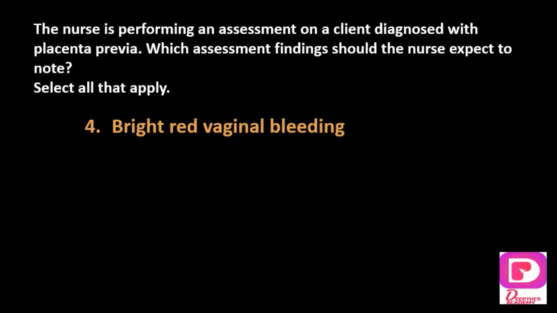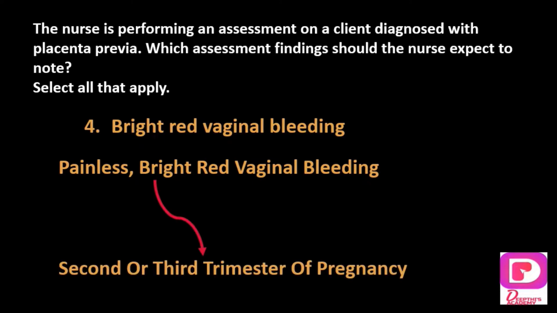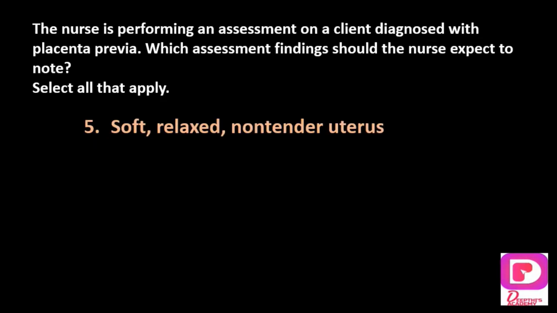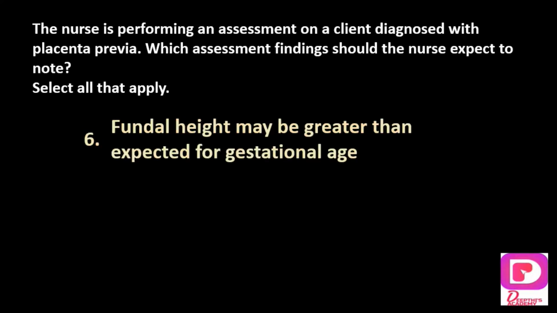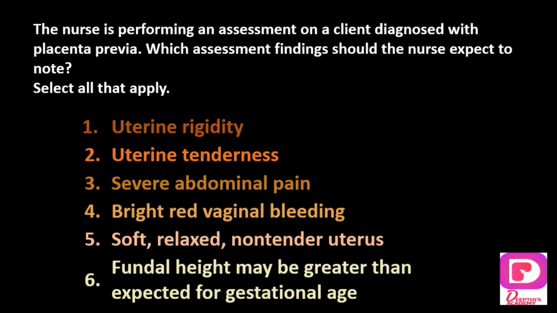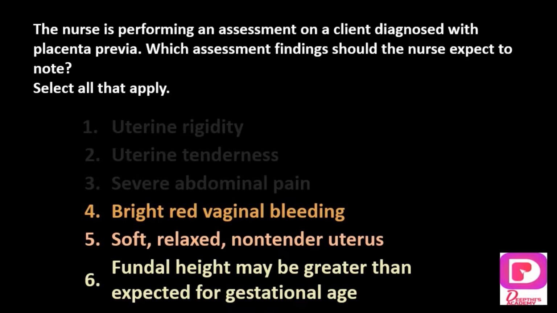Let's see the 4th option, bright red vaginal bleeding. Painless bright red vaginal bleeding in the 2nd or 3rd trimester of pregnancy is the sign of placenta previa. Let's see option number 5 and 6, soft, relaxed, non-tender uterus. And the last option says fundal height may be greater than expected for gestational age. Both these options are correct for placenta previa. The expected assessment findings that the nurse should note for placenta previa are bright red vaginal bleeding, soft, relaxed, non-tender uterus, and the fundal height may be greater than expected for gestational age.